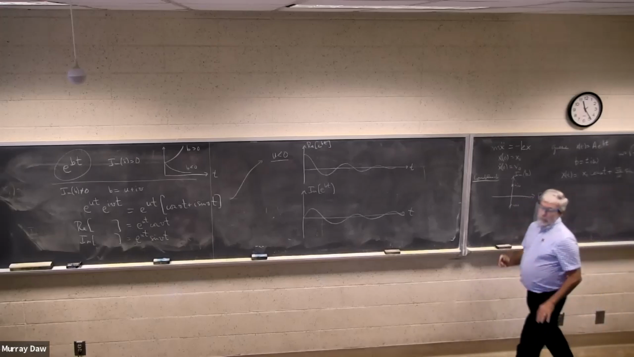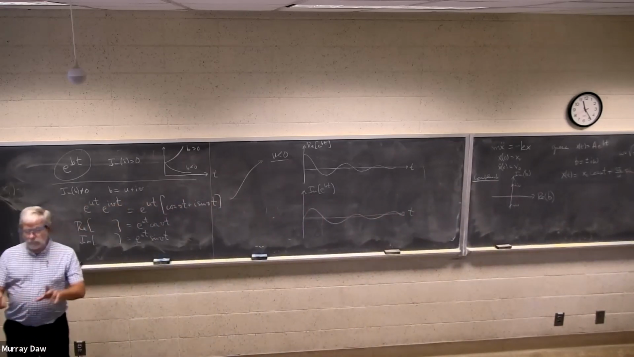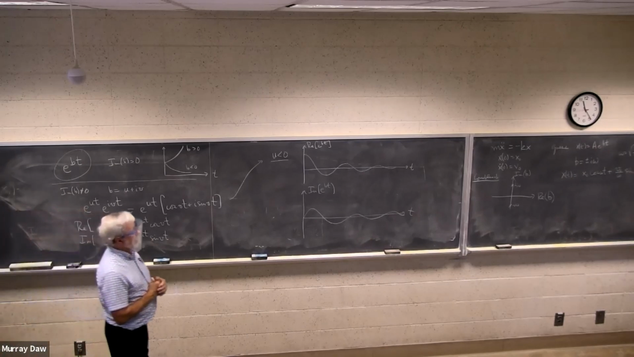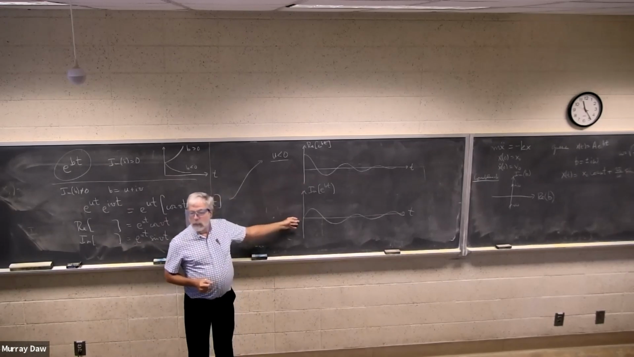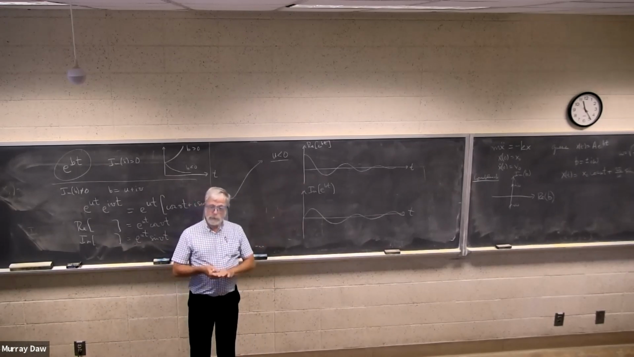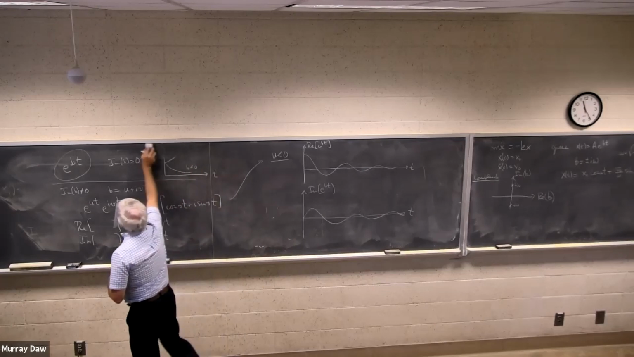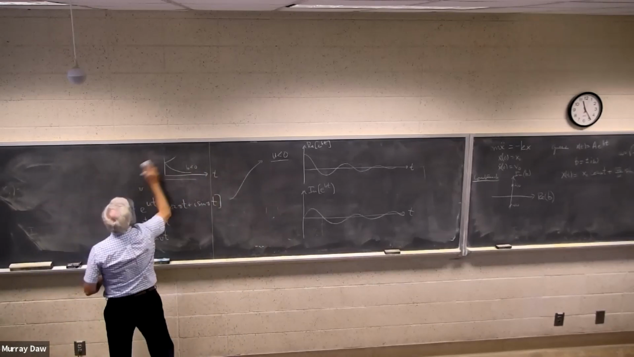So that's where we were at the end of the last class. And now I'm going to do a little bit more interesting problem where we get solutions that look like this. They come about because there's damping in the system. So I'm going to go back and modify this equation. Instead of doing the simple harmonic oscillator, I'm going to do the damped harmonic oscillator.